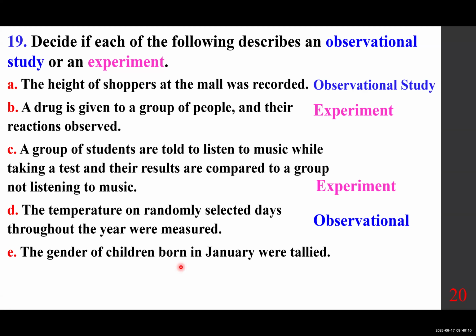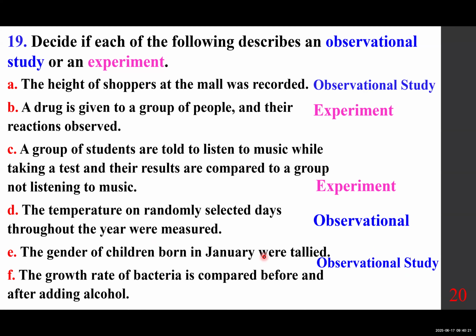The gender of children born in January were tallied. You're just observing. You're not doing anything. The growth rate of bacteria is compared before and after adding alcohol. Definitely, it is an experiment.